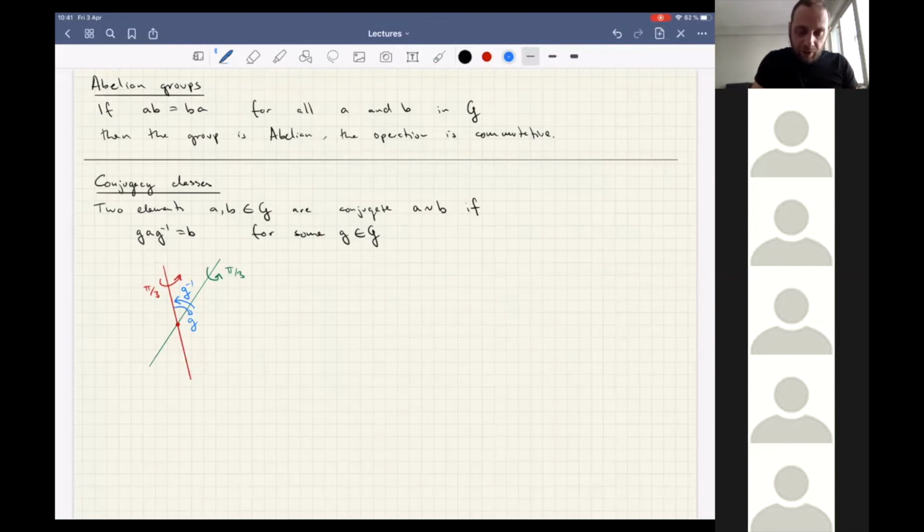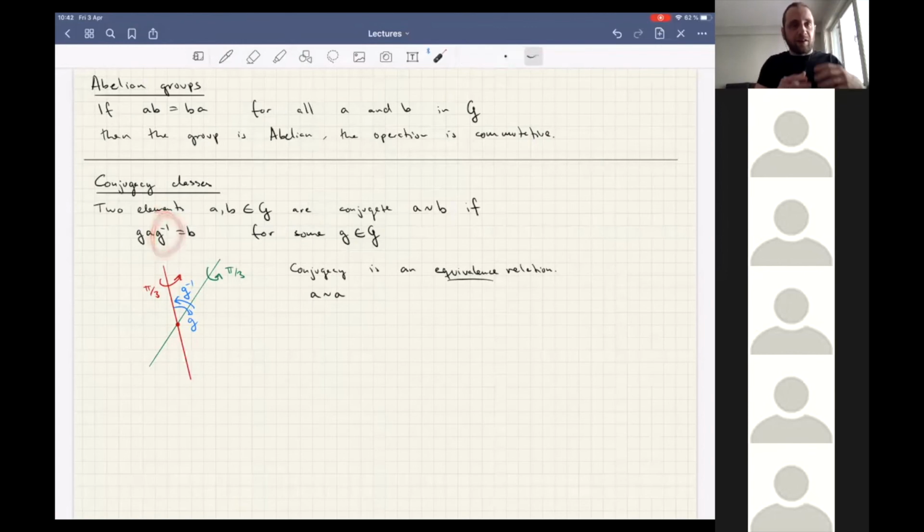Now, this is an equivalence relation. And what does that mean? So conjugacy is an equivalence relation. That means that, first of all, A is always conjugate to A. So every element is conjugate to itself. It's rather simple to see. You just take, in this definition here, G equal to the identity element. Then you say that A is equal to A, which is true. And so this is true for some G. So A is conjugate to itself.